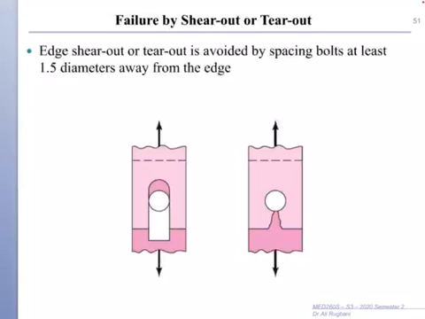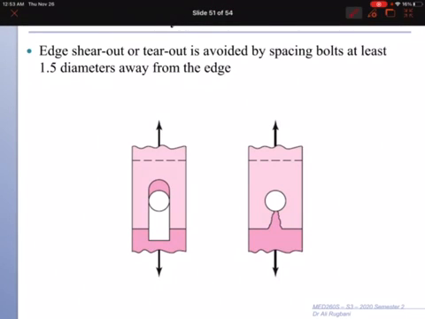For shear out and tear out, we will simply ensure that the space after the last bolt is 1.5 D. So this distance must be 1.5 D, and this one also, to ensure no shear out or tear out will happen.